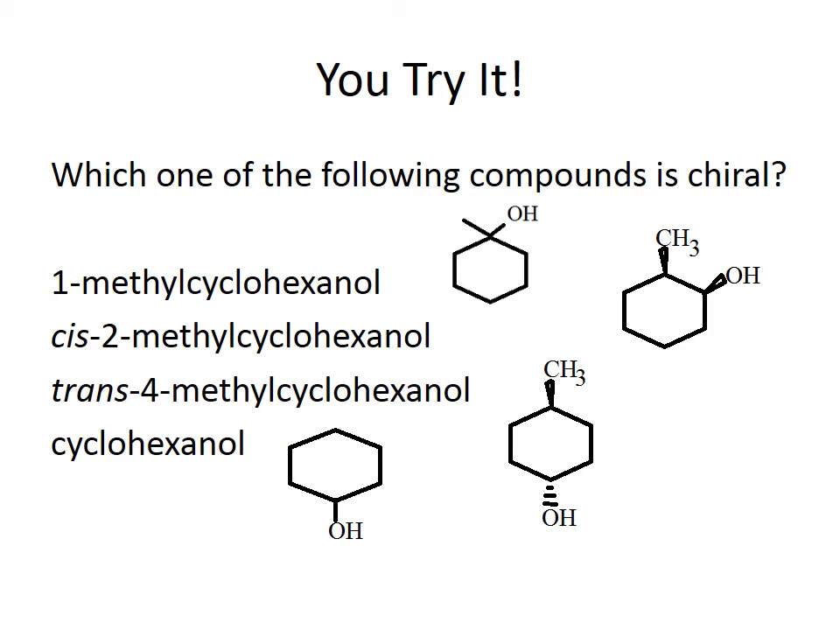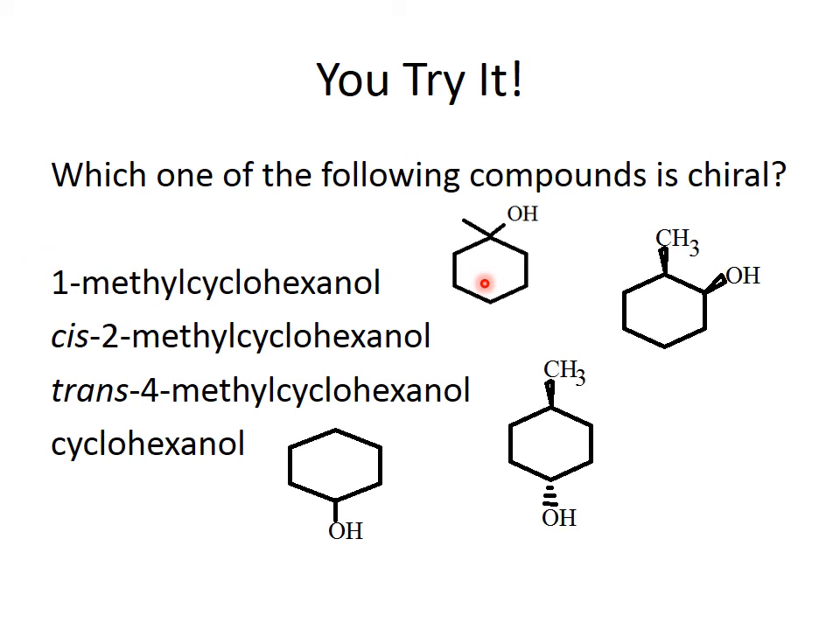Okay, so which of the following compounds is chiral? Go ahead and pause the lecture and figure that out. Okay, so if I look at the top molecule, you can see this side of the molecule is the same as this side of the molecule, so this carbon is not chiral. So this compound is not chiral. If I look down here, you're going to see the same thing. This side of the molecule is the same as this side of the molecule.